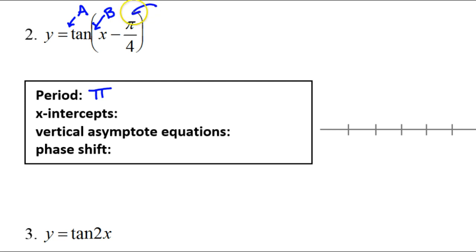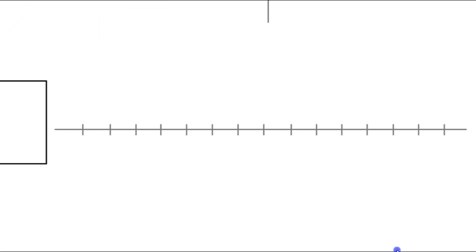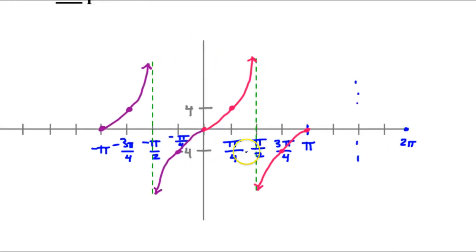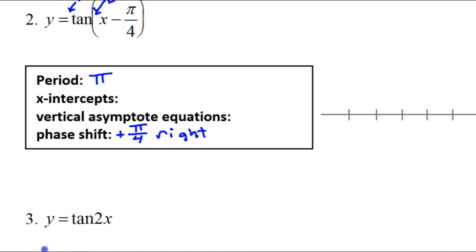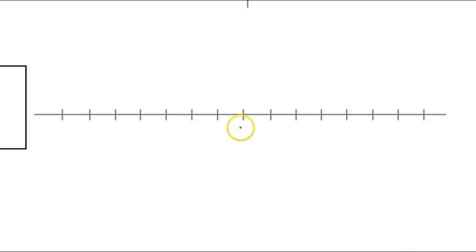This function does have a phase shift because of the h value that's right here. The phase shift is going to be the opposite of what it looks like inside the parentheses here. So it will be a positive pi over 4 phase shift, meaning that it will be to the right. Now, because there is a phase shift, the tangent function is not going to start at 0. On the last function, I put 0 right in the middle, and then I went to the right and eventually to the left from there. But this time I'm not going to put 0 in the middle, because the tangent function is going to start at pi over 4. So I am going to put pi over 4 right here in the middle.